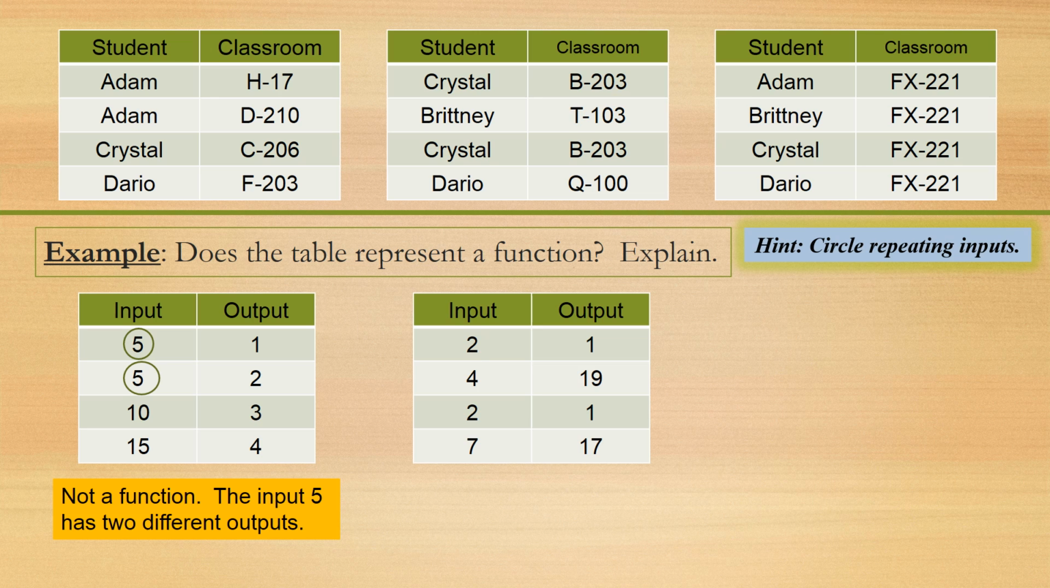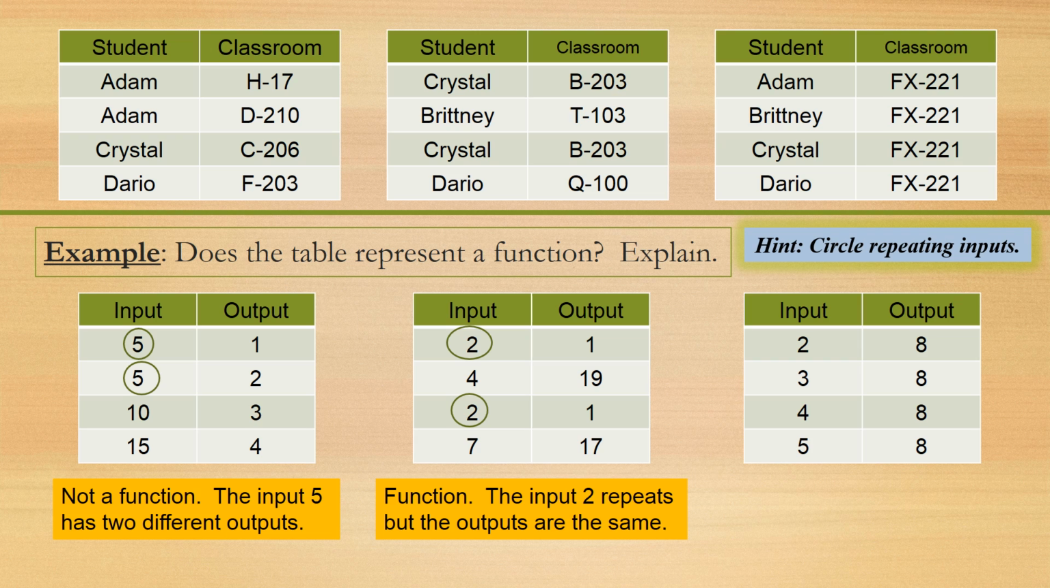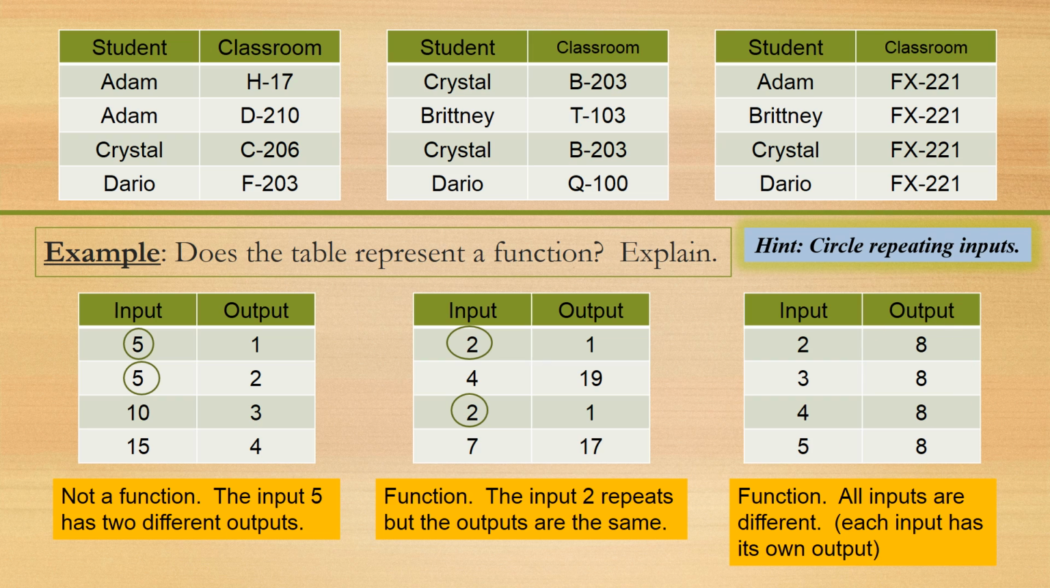In the next situation, the input 2 repeats. However, the output is the same. So really we're just talking about the same point and being redundant about it. This is a function, the input 2 repeats, but the outputs are the same. Finally, in the last example, we have all different inputs and the same output. This is a function, all inputs are different. You could also just give the definition of a function as a reason. Each input has its own output.